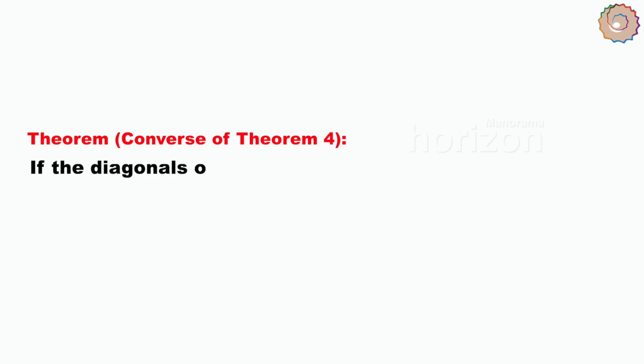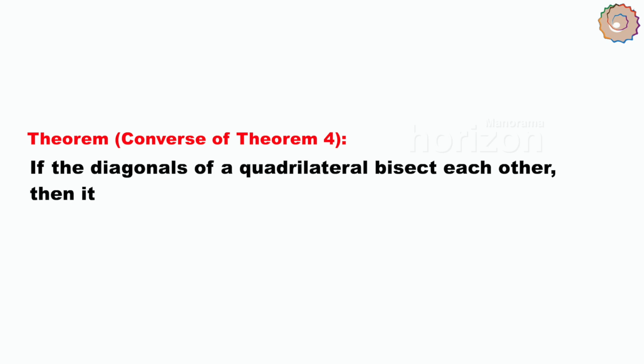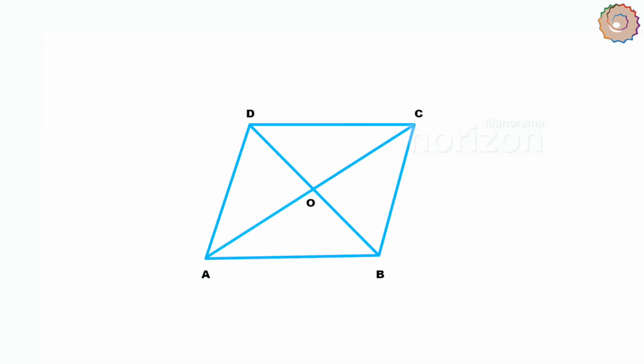Hence, proved. Let's see the next theorem, converse of theorem 4. If the diagonals of a quadrilateral bisect each other, then it is a parallelogram. Given ABCD is a quadrilateral with AC and BD as diagonals intersecting at O. Diagonals bisect each other, that is OA is equal to OC and OB equal to OD. We need to prove ABCD is a parallelogram.